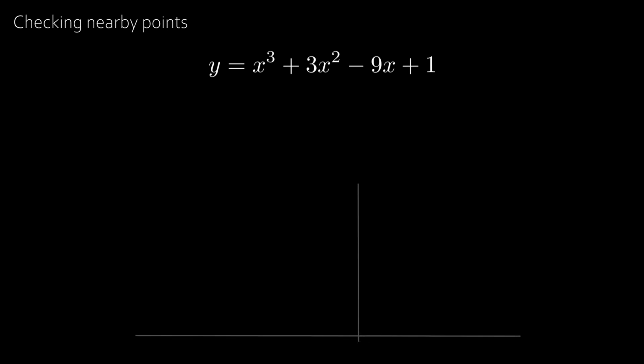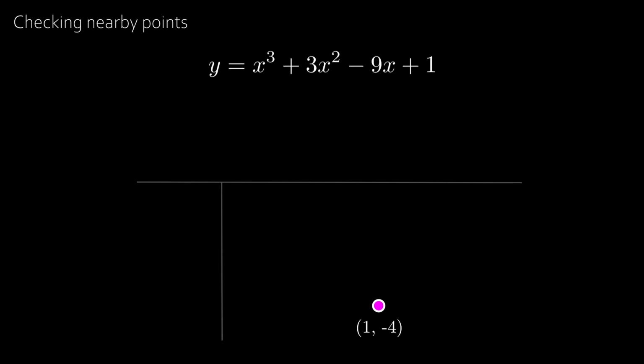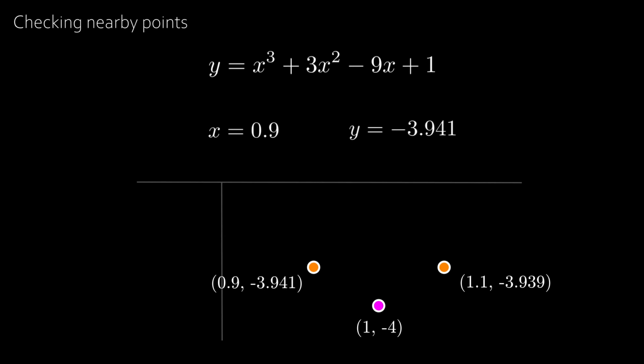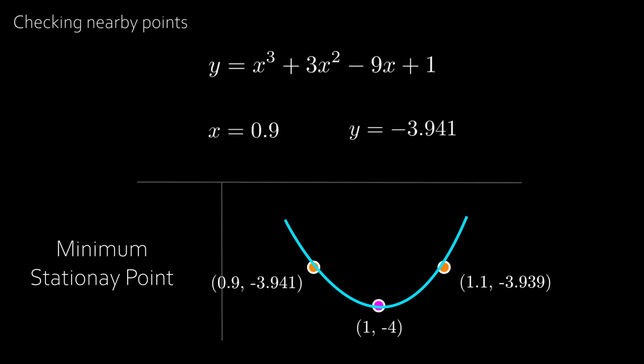Let's now consider the other stationary point, (1, -4). And again, let's consider a nearby point that's just to the right of this point. Let's take x equal to 1.1. Substituting this into our equation, we get y is equal to -3.939. Now let's plot this point on the graph and let's consider a point just to the left of the stationary point. Let's take x equal to 0.9. Substituting this into our equation, we get y is equal to -3.941. Now let's also plot this point on the graph, and finally let's draw a curve through all of these points. Now we see that we have a U-shaped graph, which means that this point is a minimum stationary point.